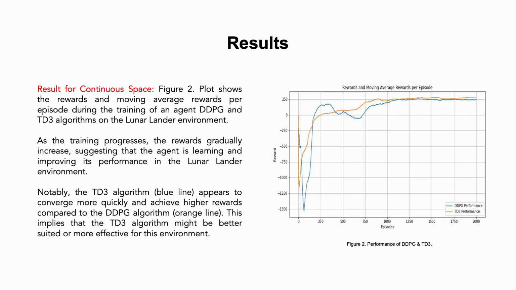DDPG initially struggles with negative rewards but stabilizes at around 250 after 1000 episodes. TD3, benefiting from algorithmic enhancements like twin Q networks and delayed policy updates, experiences a milder initial drop and stabilizes at a higher average reward of around 280 earlier. These mechanisms make TD3 more efficient and consistent, effectively reducing overestimation bias and learning volatility in the continuous action space.